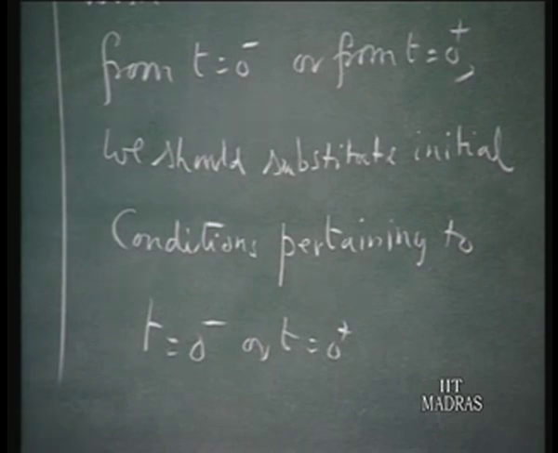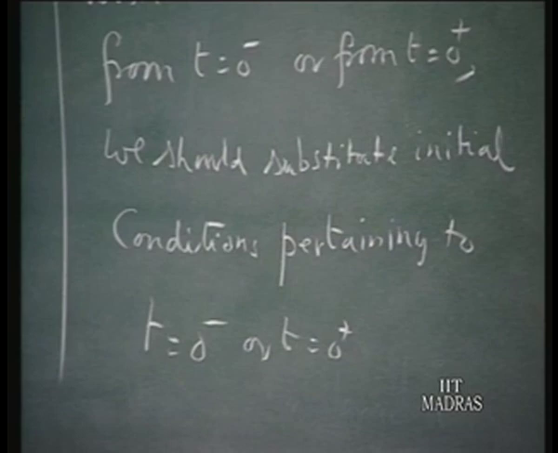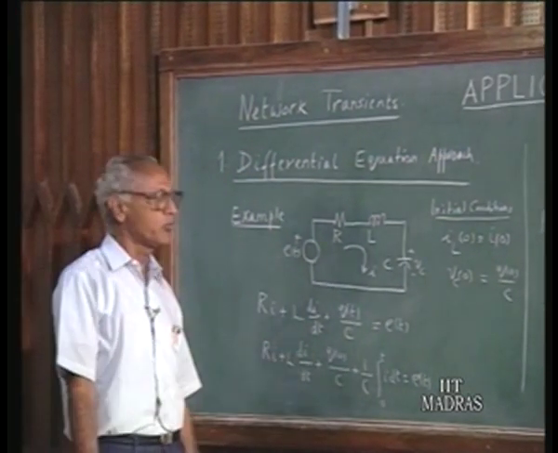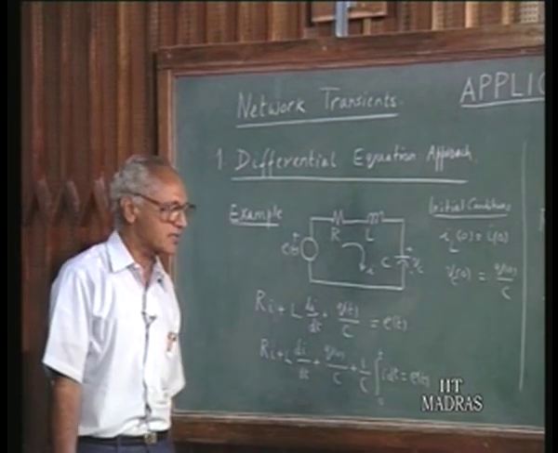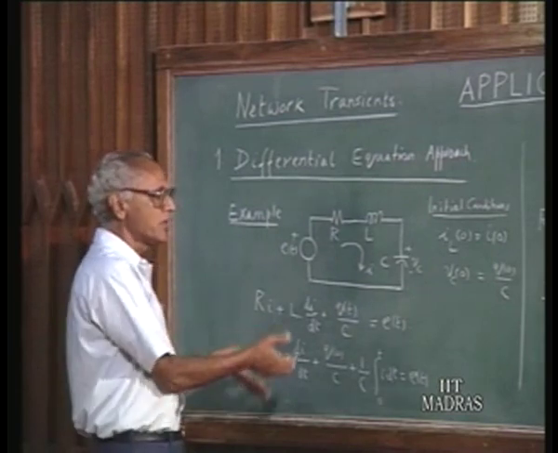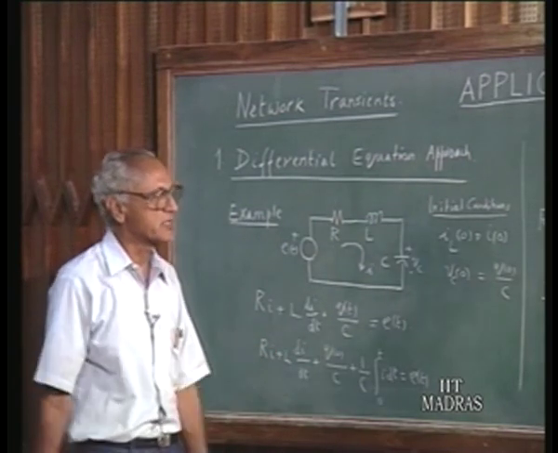Remember, in the classical differential equation approach, we need to find out the conditions at t equals 0 plus in order to solve this differential equation. But here we don't have to do that. If you know the 0 minus conditions, and if 0 plus conditions are different from that, you need to substitute only 0 minus conditions, and the complete solution is obtained.